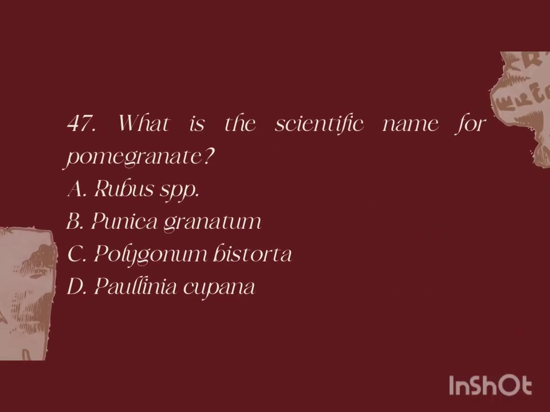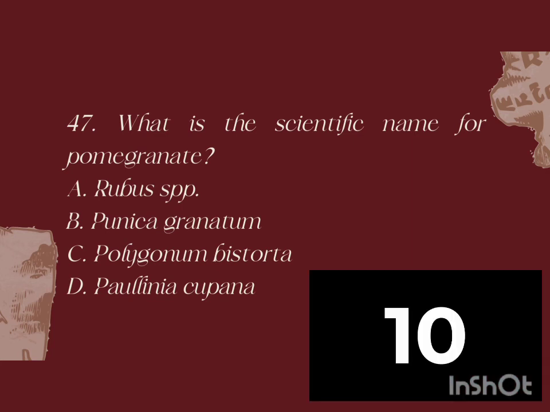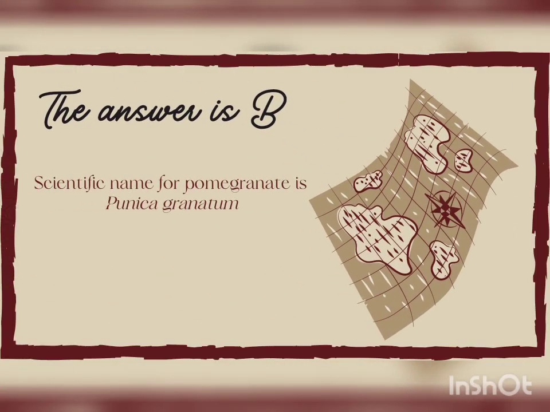Number 47. What is the scientific name for pomegranate? A. Rubus species, B. Punica granatum, C. Polygonum bistorta, D. Paullinia cupana. The answer is B. Scientific name for pomegranate is Punica granatum.